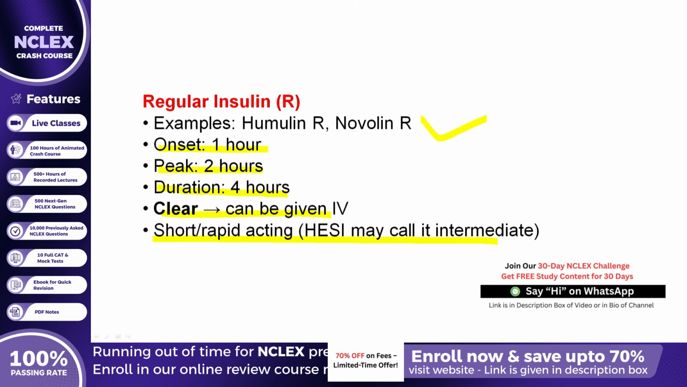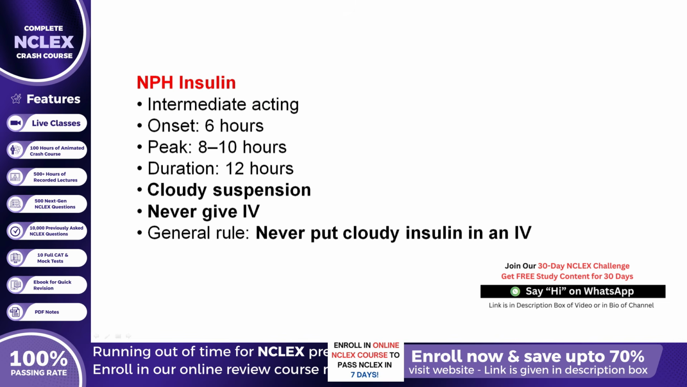NPH insulin is an intermediate-acting insulin. Its onset is 6 hours. Its peak occurs between 8 and 10 hours. Its duration is 12 hours. It is a cloudy suspension. It should never be given intravenously. And the general rule is to never put cloudy insulin in an IV.